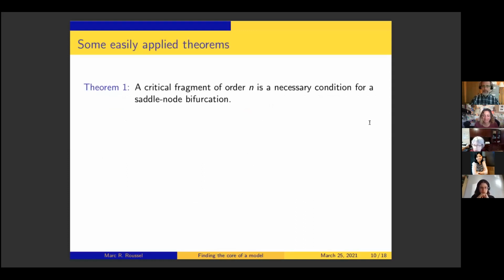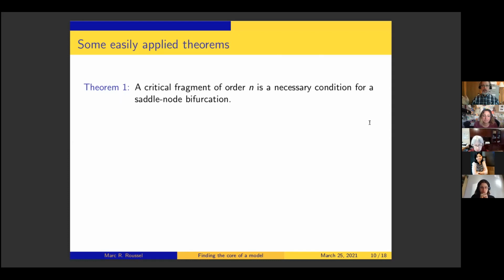So, okay. There are some easily applied theorems, not horrible to prove. The first one is a really clean theorem for saddle node bifurcation. Remember, saddle node bifurcations give you bistability, and the theorem is that a necessary condition for a saddle node bifurcation is a critical fragment of order n, and n is the number of independent chemical species in your system.